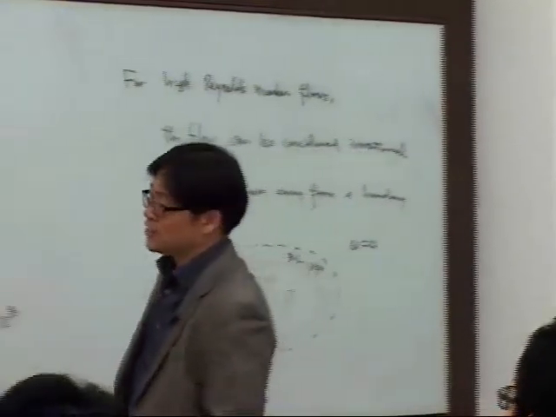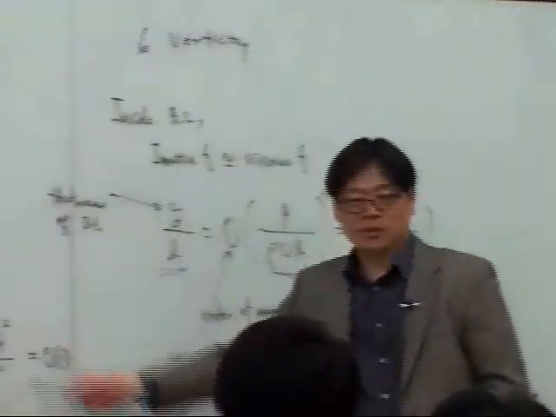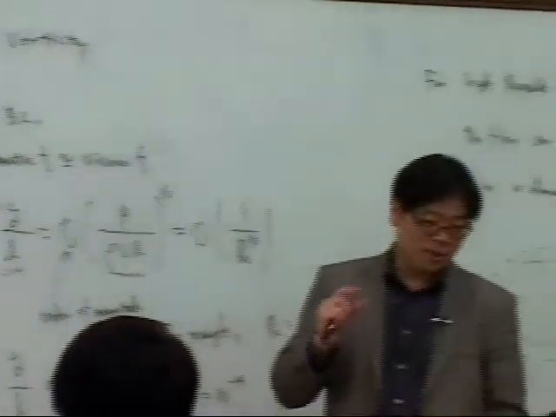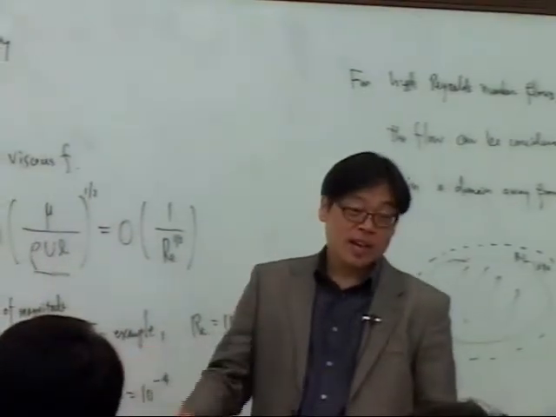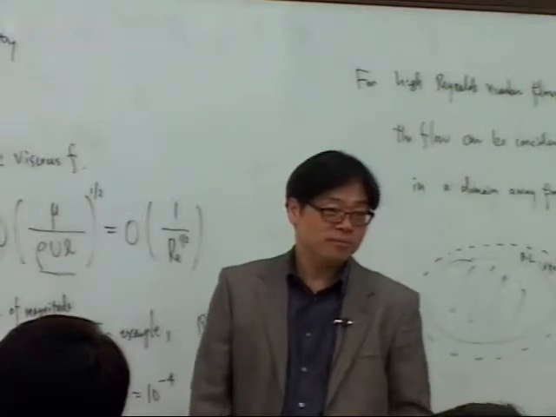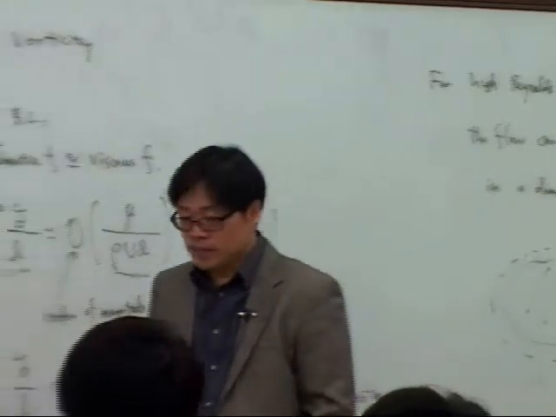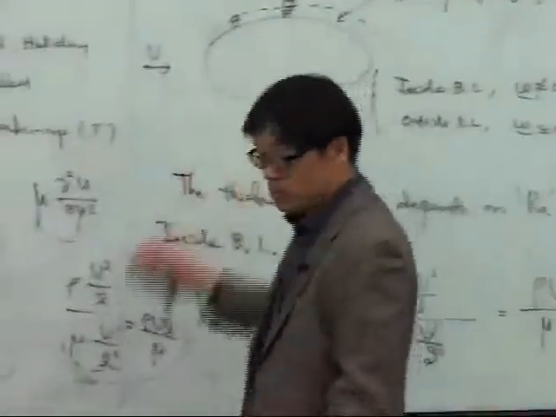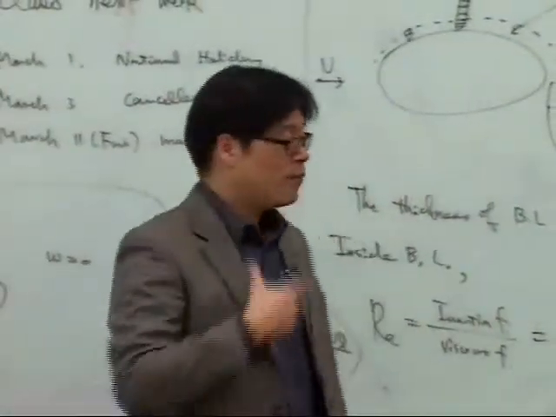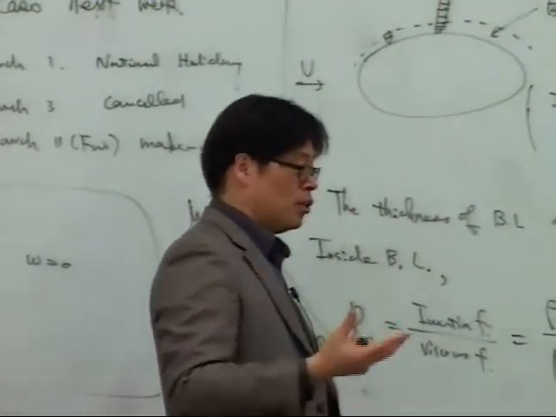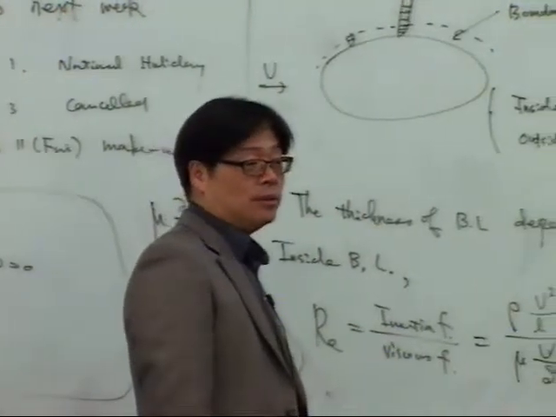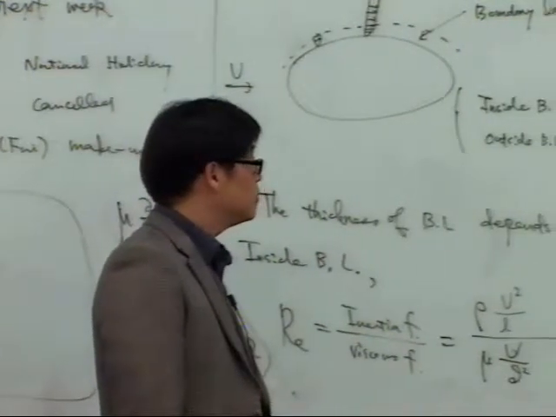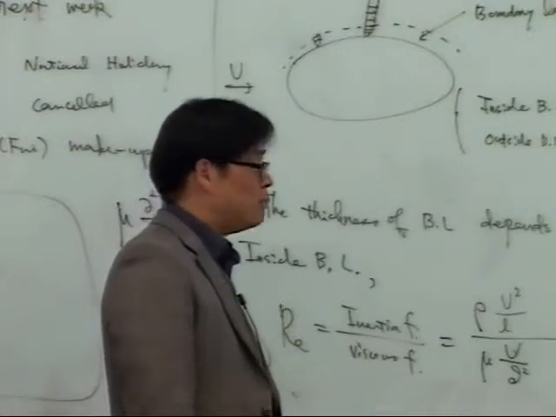So the important message is, the thickness of the boundary layer depends on Reynolds number, and the thickness of the boundary layer decreases as Reynolds number increases. And inside of the boundary layer, vorticity is generated because of the no-slip boundary condition. Away from the boundary, you can assume flow is irrotational. That makes your life much easier.